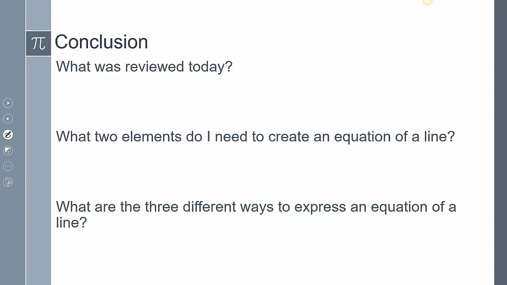So in conclusion, what was reviewed today? Well, we talked about the 3 different equations of a line and the basic elements that we needed for them. So I want to ask you, what were those 2 elements that you needed to create that equation of the line? And what are the 3 different ways that we can express that equation of the line?